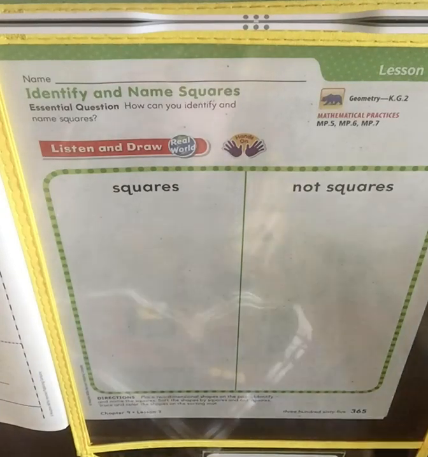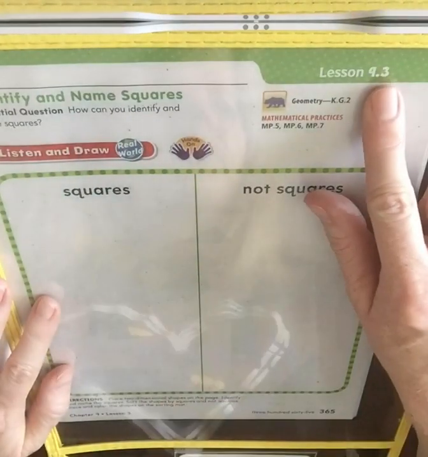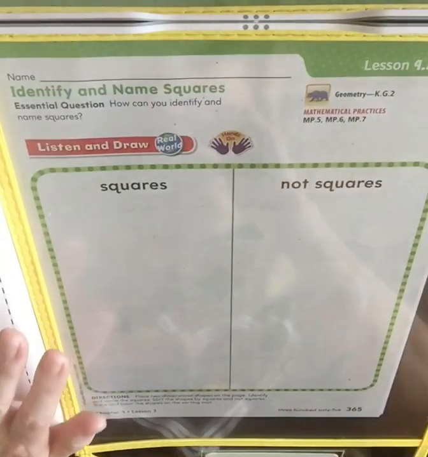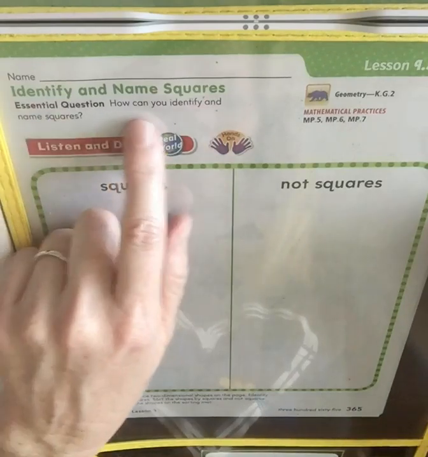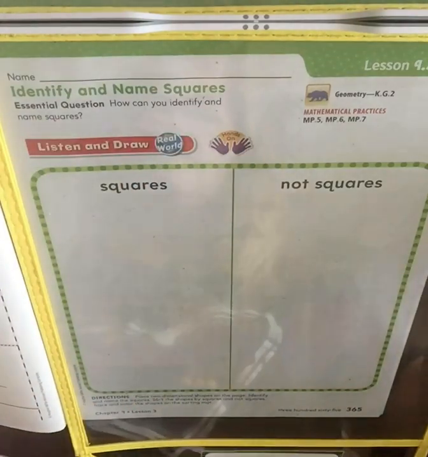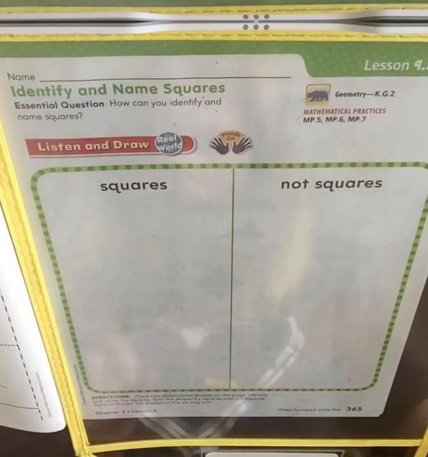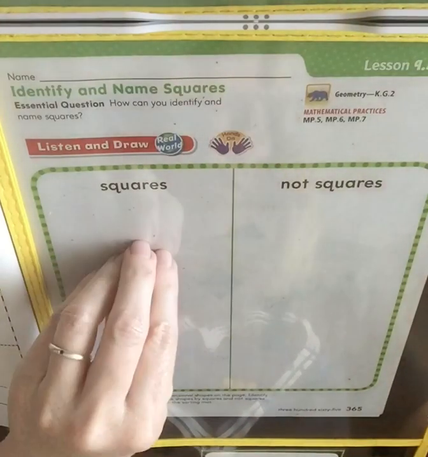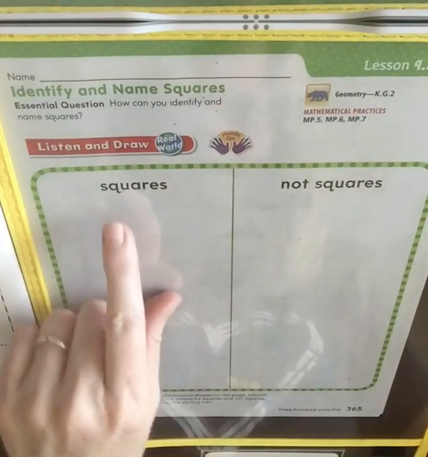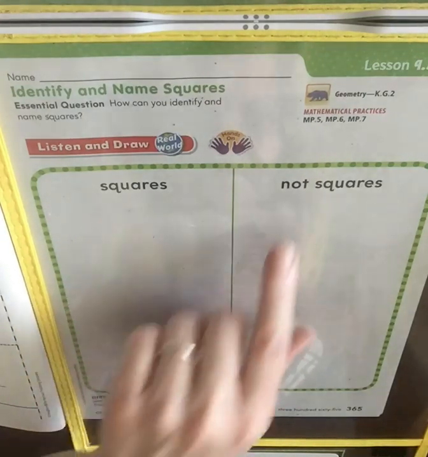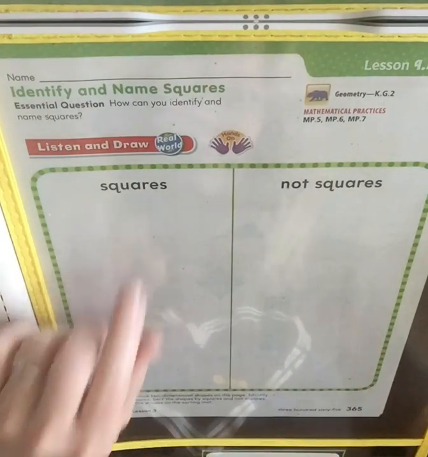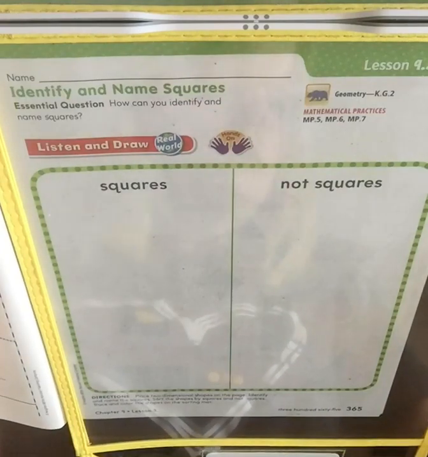Hi friends, we're going to work on lesson 9.3 right now. Identify and name squares. Our essential question is, how can you identify and name squares? We're going to be drawing in each of these columns. So for squares, we'll put things that are squares here, not squares in this column. So let's think of 3 things that are squares.